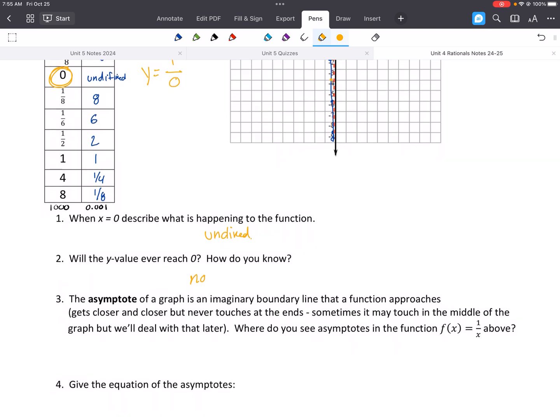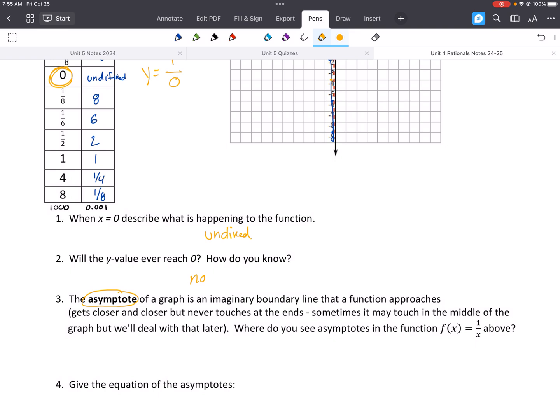All right, so here is a really important word. We're going to be talking about something called an asymptote. An asymptote is an invisible boundary line that the function approaches. It gets closer and closer, but it never touches at the ends. Looking forward, sometimes you're able to cross the horizontal asymptote, but we can never cross the vertical asymptote, okay?